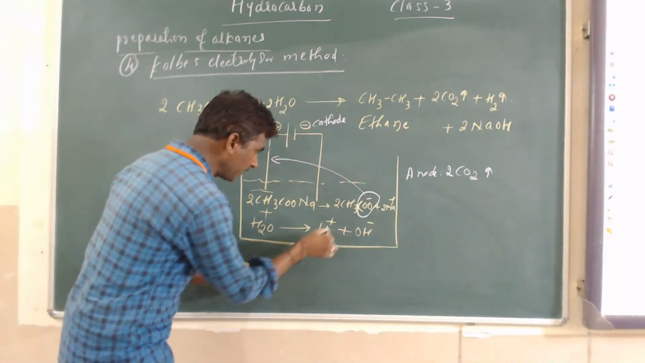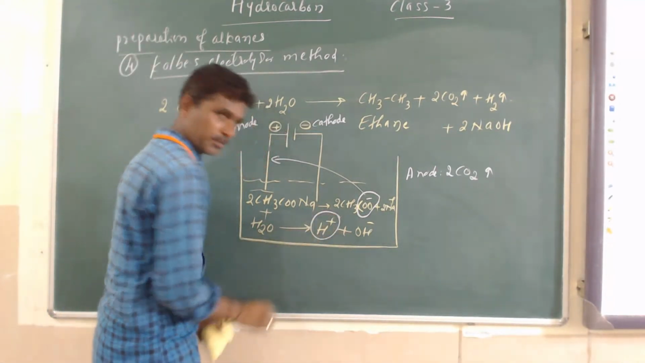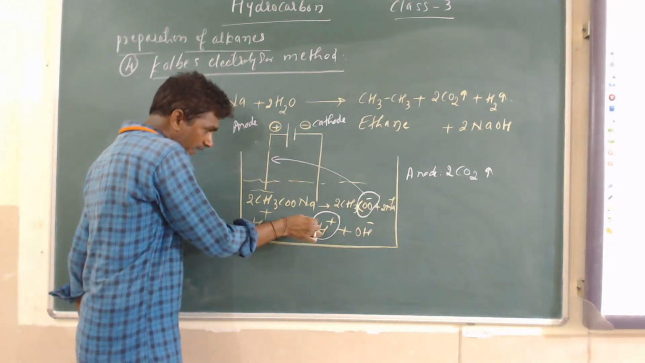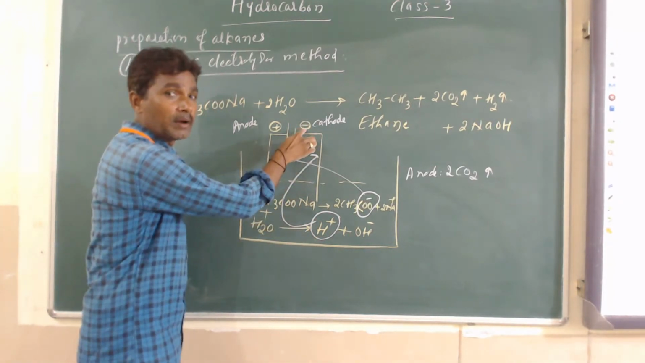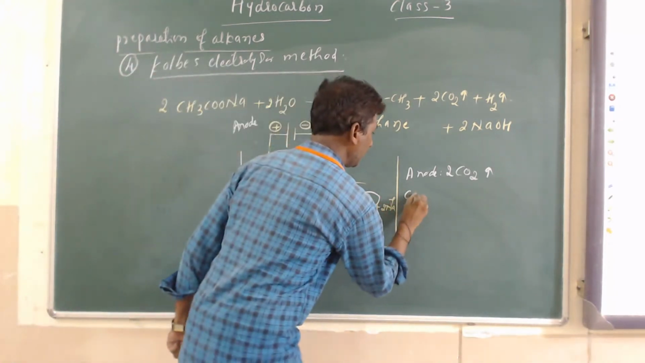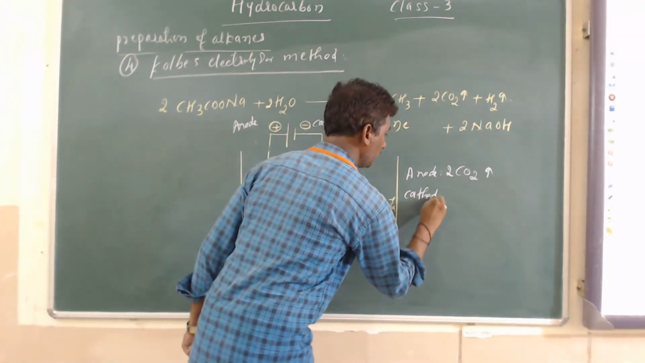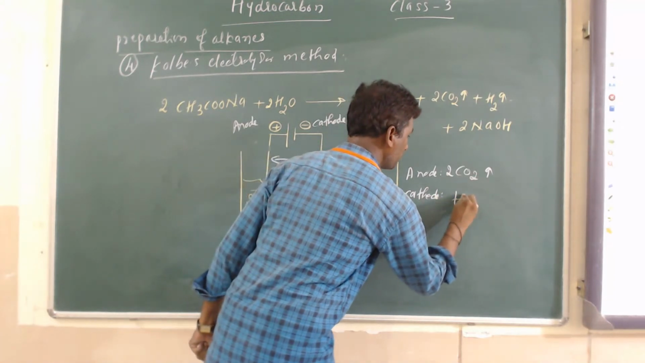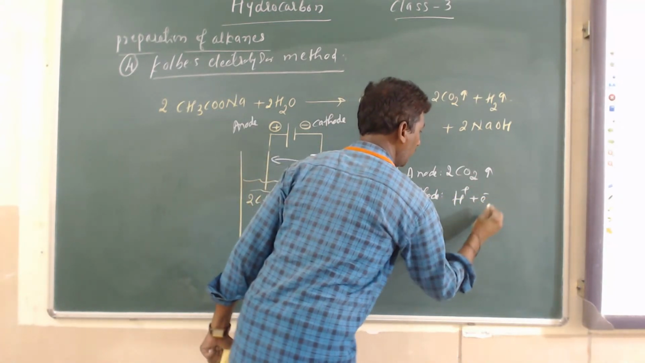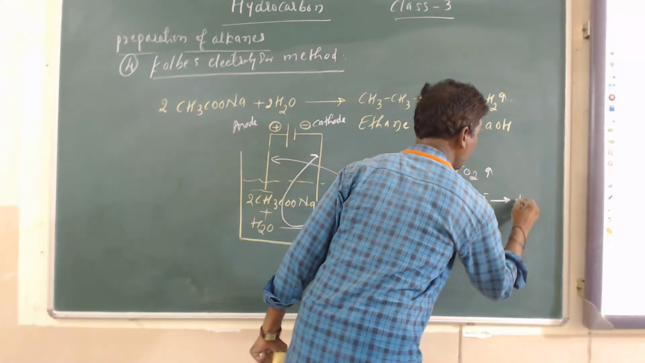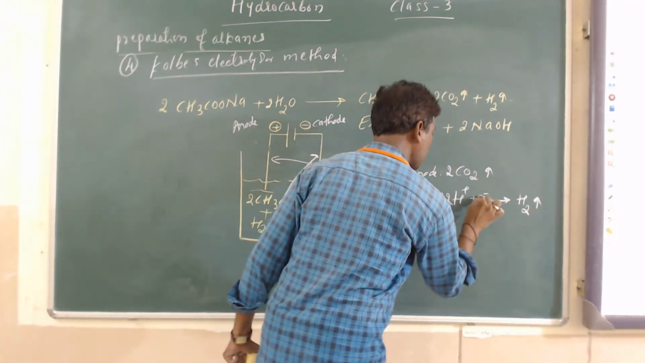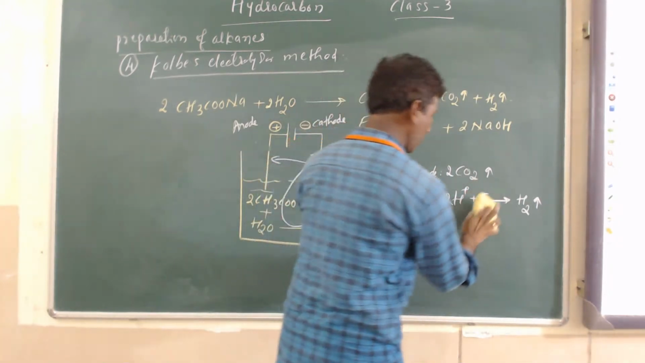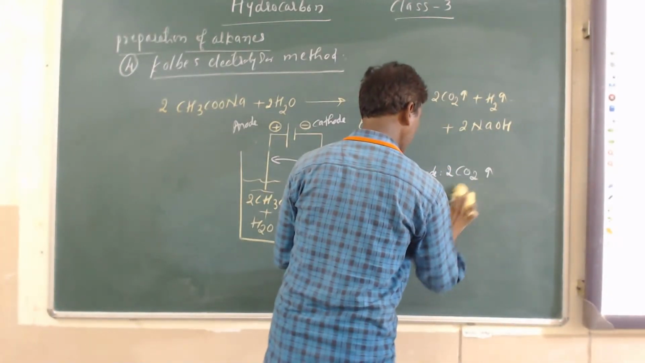Next, this is the H plus. This H plus migrates towards the negative terminal of the battery, that is the cathode. At the cathode, this H plus takes an electron. We always take 2H plus and 2 electrons. Correct or not? Yes.